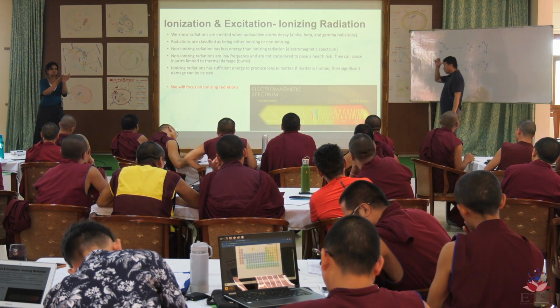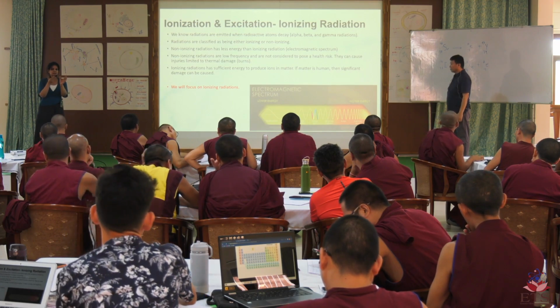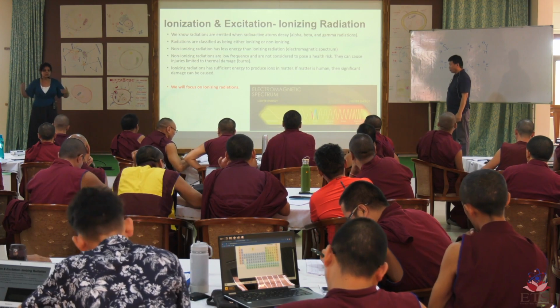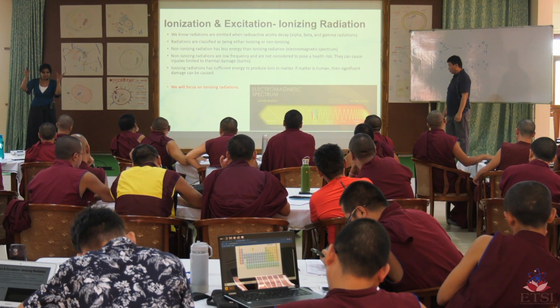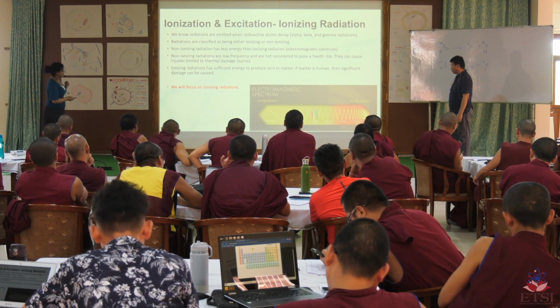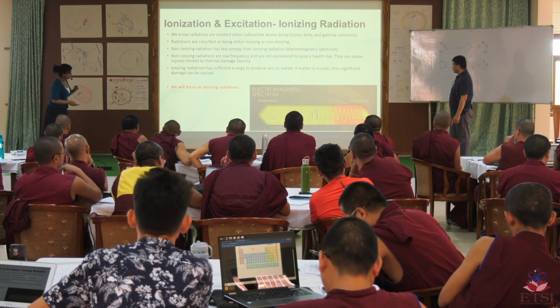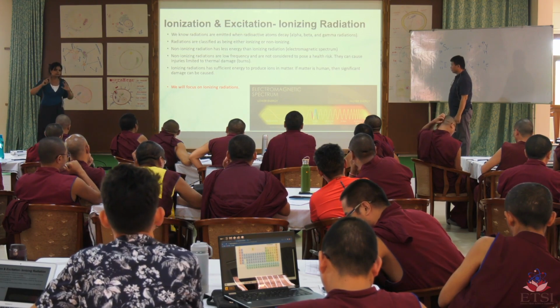So just from the name itself you can guess what is ionizing radiation. The radiations that have the ability to produce ions, ionizing radiation. So just remember that for now. And non-ionizing radiation. Non-ionizing radiations are usually like UV rays, what you get from the sun and everything.